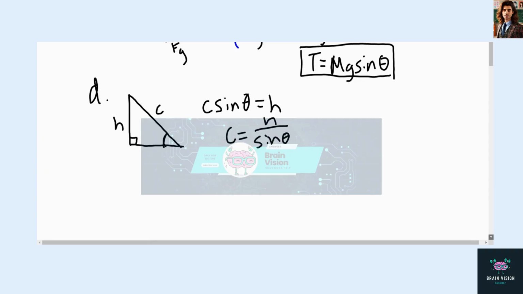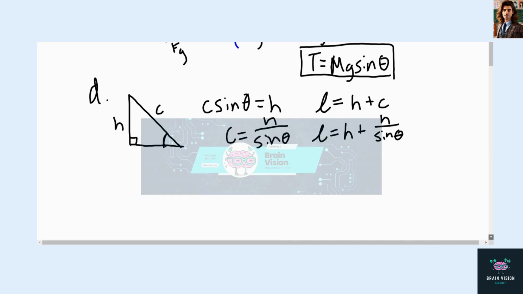And this is helpful because the total length of the string, I'm going to call this cursive L, is going to be equal to h plus c. So then we can rewrite c as h over sine theta, and then we get this expression using just symbols that are established for us in this problem. So that then gives us that L is equal to h plus h over sine theta. And so this is a perfectly fine answer for this part of the problem. I think this is the neatest way to write it.